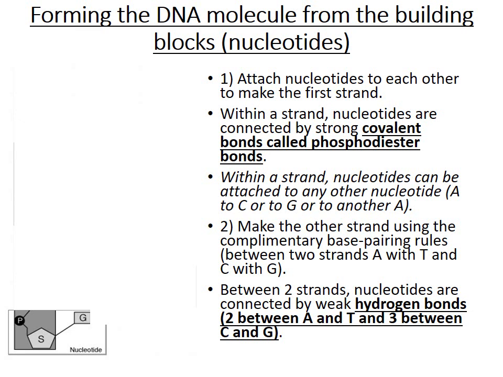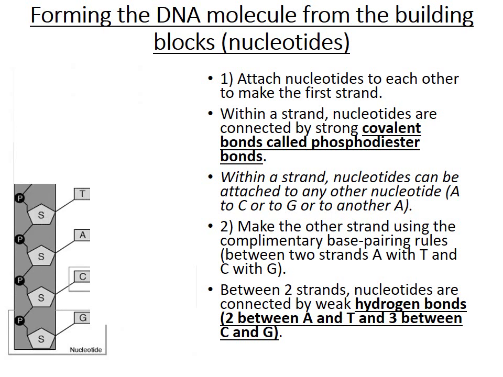So I'm just going to show you how to build a DNA molecule. I'd first start off by building a strand. You can see in this animation that I'm connecting the nucleotides together. The nucleotides are connected together by covalent bonds, and those covalent bonds are given a special name. They're called phosphodiester bonds.